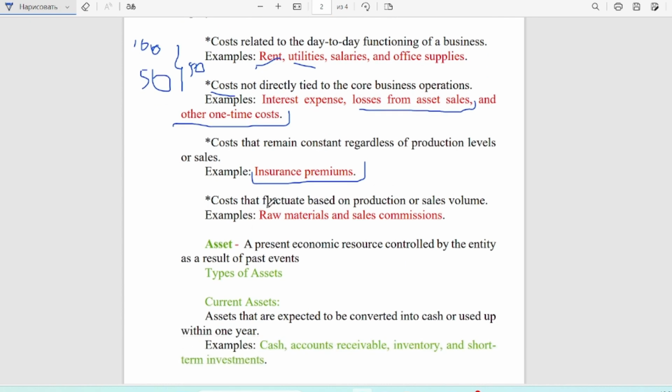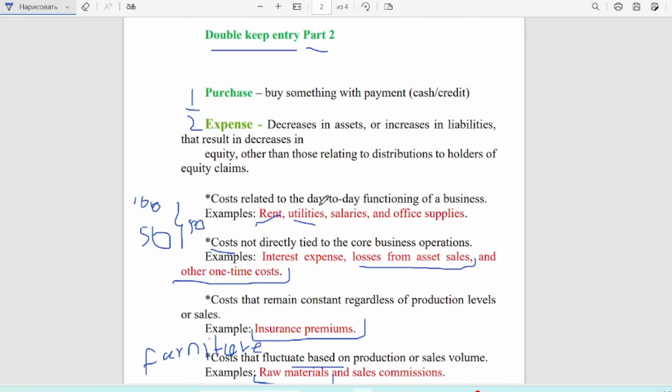And the next one is costs that fluctuate based on production or sales volume. Let's say raw materials, but we can consider raw materials as an expense. Let's say if we sell furniture and if we spend that raw materials in order to make the furniture, we can call raw materials as expense and furniture will be asset. And then sales commission, it is also expense that we can call.